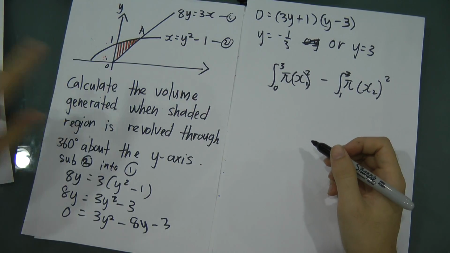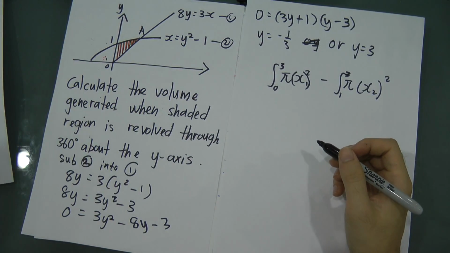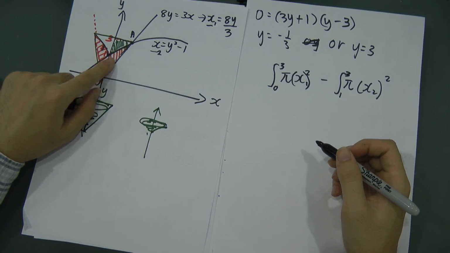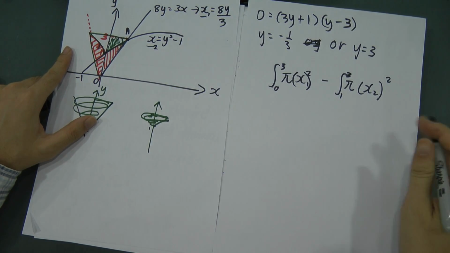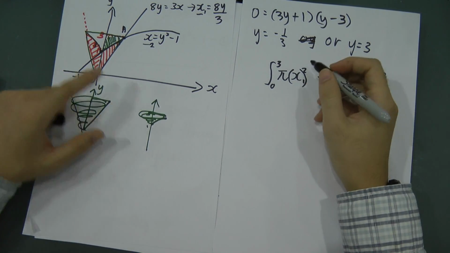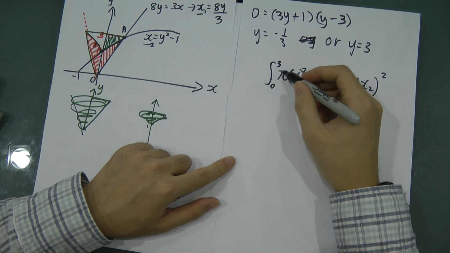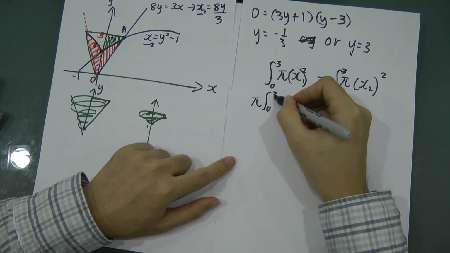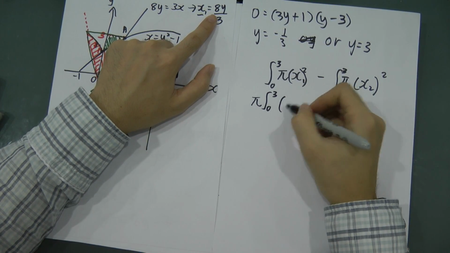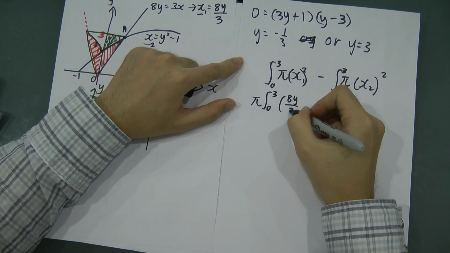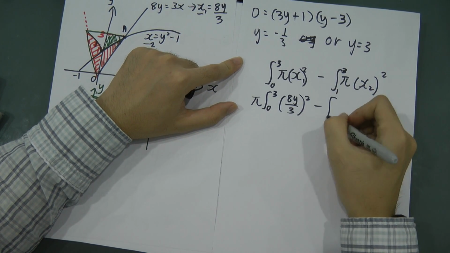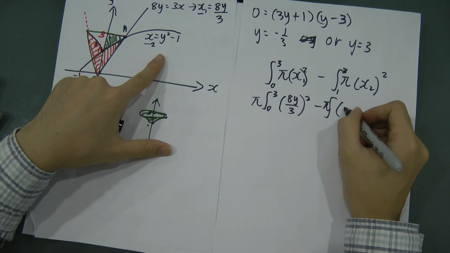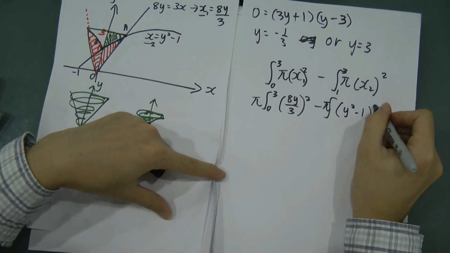The shaded region is actually only this part rotated 360 degrees. I used the orange color to draw what will happen if you rotate 360 degrees. Integration law tells us we can take the pi out. From 0 to 3, what is my x? My x will be (8y over 3) squared. Minus this one, pi I take outside. My x for this one is y squared minus 1, squared.